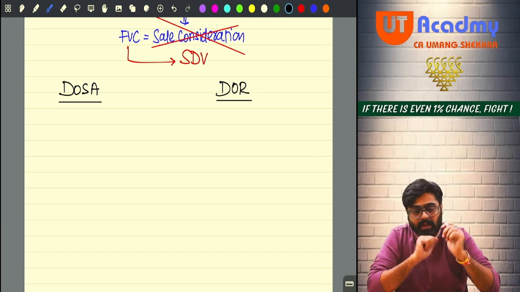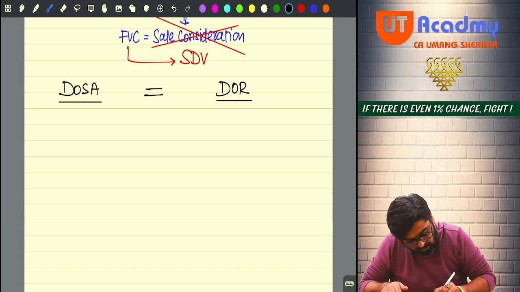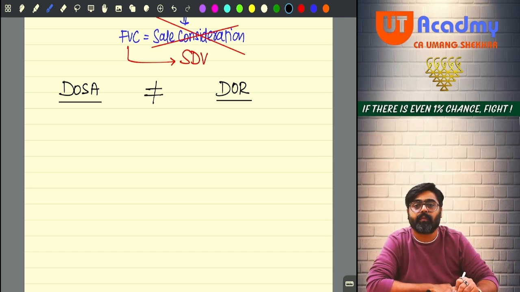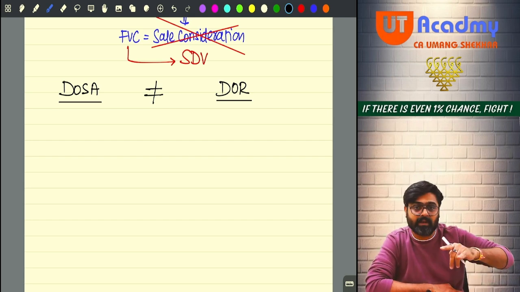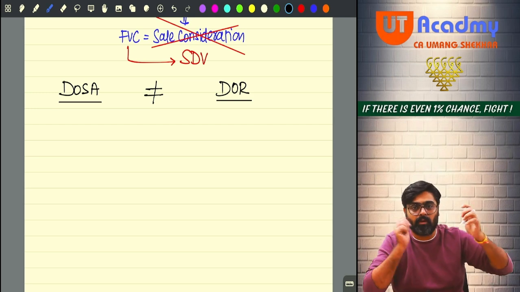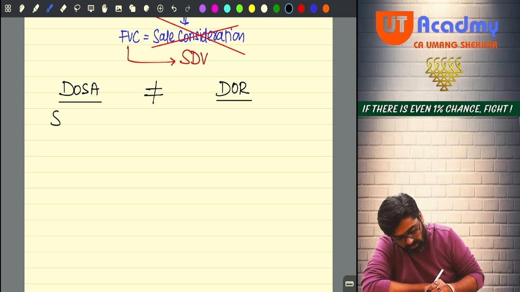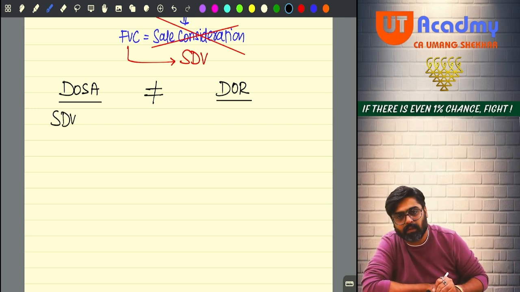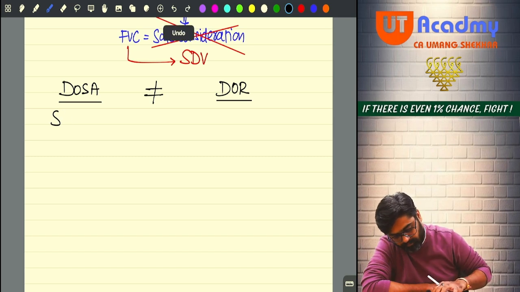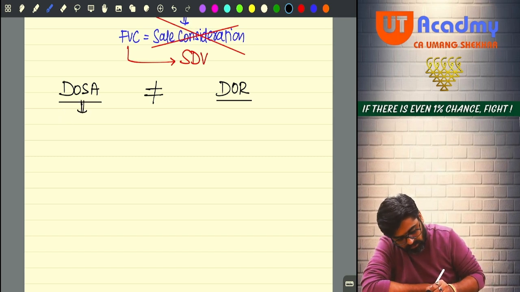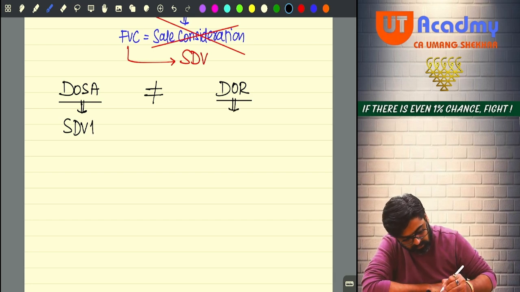So normally what happens, these two dates are not the same. These are different. And the difference between these two dates is so high that the stamp duty value as on this date is different. The stamp duty value as on the date of sale agreement, SDV1, is different, and on this date the stamp duty value is revised.